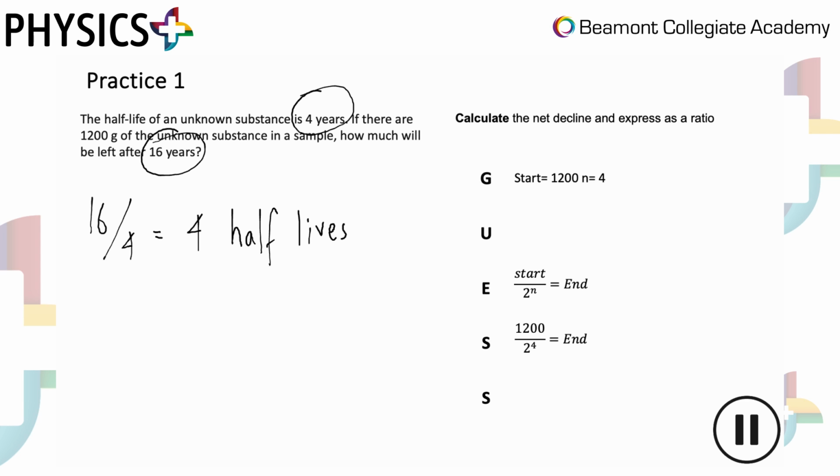So it will be 1200 divided by 2 to the power 4 and that will give me my end mass. That gives me 75. However, I have not expressed this as a ratio. So presently I have got 75. I started with 1200. So that gives me the ratio as my final answer.